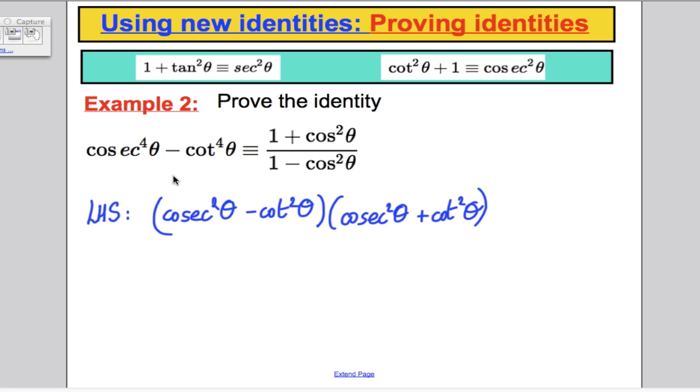Now, do I know any identity that links cosec and cot? Well, from this identity up here, you can say pretty clearly, if you subtract cot squared off both sides, that cosec squared theta minus cot squared theta is 1. So cosec squared theta minus cot squared theta is 1. So this is simply equal to 1 times this, which is cosec squared theta plus cot squared theta.